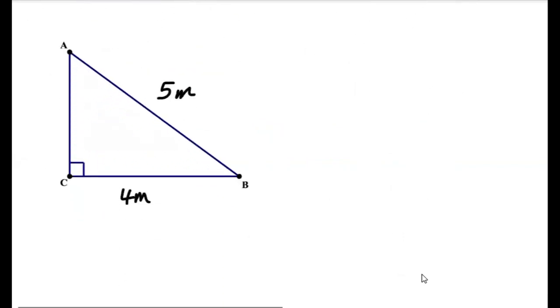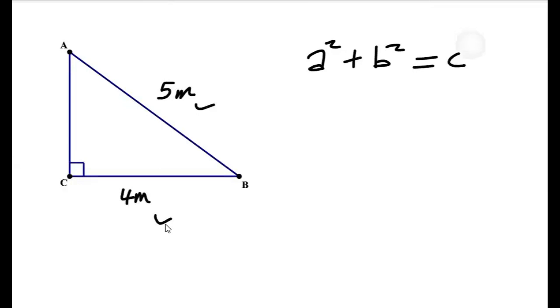Here is another example. So in this example, we have the hypotenuse and we have a short side. All right, so we have the hypotenuse and we have one of the legs. So I will write the formula again. So a squared plus b squared is equal to c squared. So my short side, my leg, that's 4.